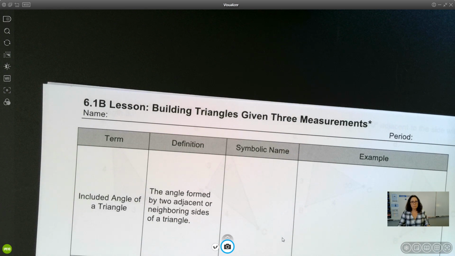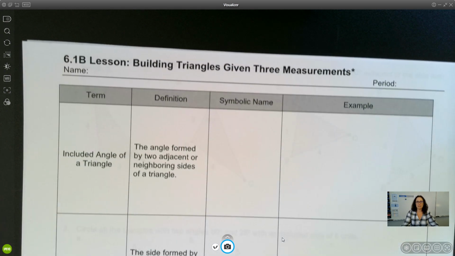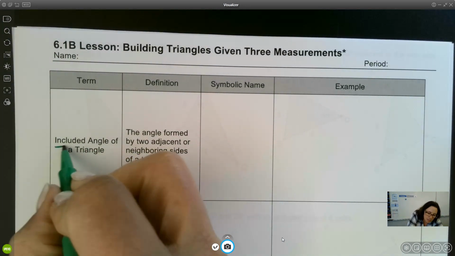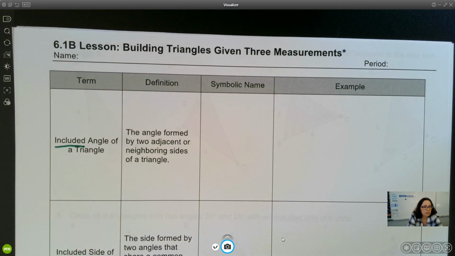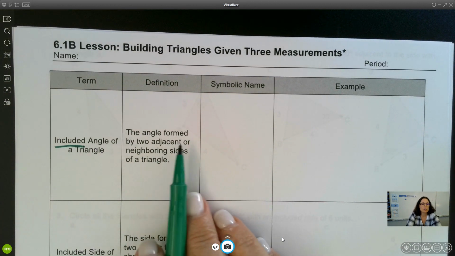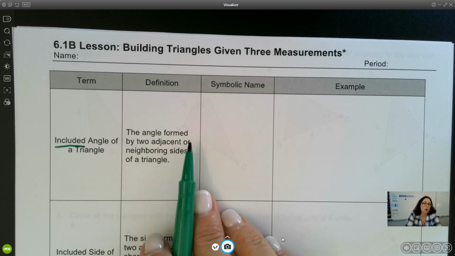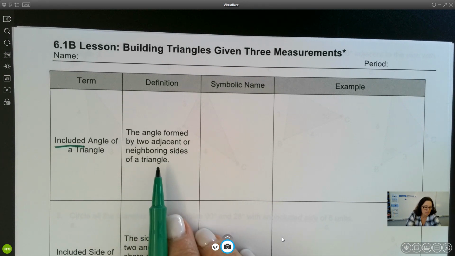So 6.1b lesson. We are building triangles given 3 measurements in this lesson. It's really important you understand these couple of definitions. Included angle of a triangle. So an included, this is a keyword, included. Okay, the definition: the angle formed by 2 adjacent, which means they're next to or neighboring, sides of a triangle.